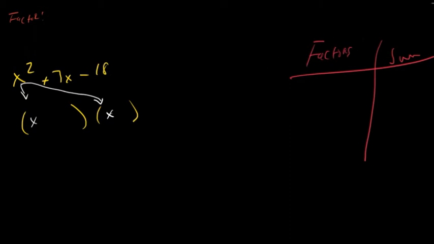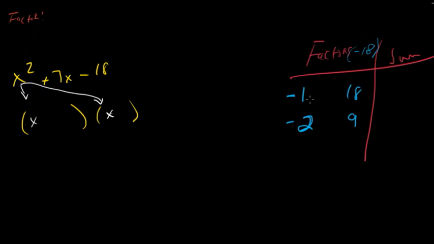Okay, that's done. Now what we need to do is figure out what factors of negative 18 add to positive 7. Let's go ahead and do it here. If we take the factors of 18, let's say we have negative 1, because we want a negative 18. So we have negative 1 and positive 18. Then we'll have a negative 2 and a positive 9.